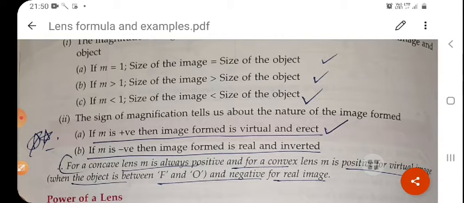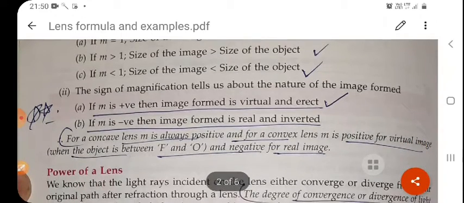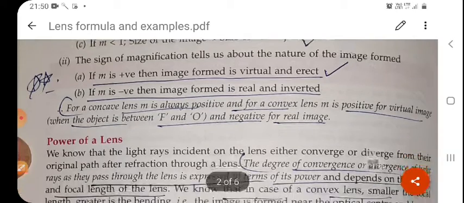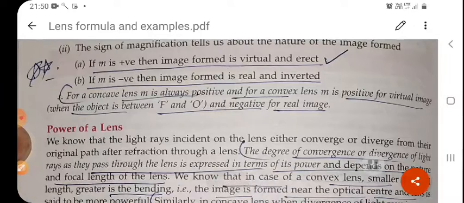Here the sign of magnification tells us about the nature of the image. M is positive, the image is virtual and erect. M is negative, the image formed is real and inverted. Okay, so real and inverted images are formed by the convex lenses, so M is negative for the convex lenses. Okay, for concave lens always M is positive.